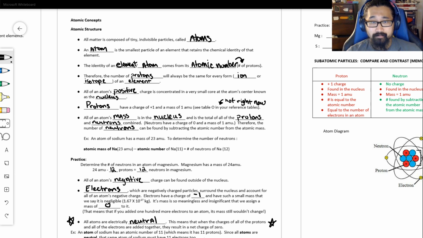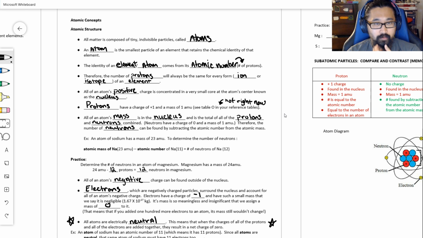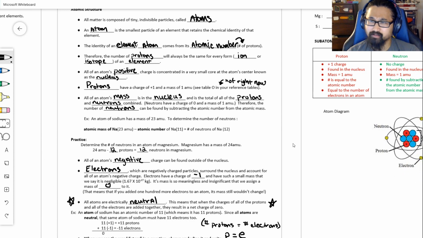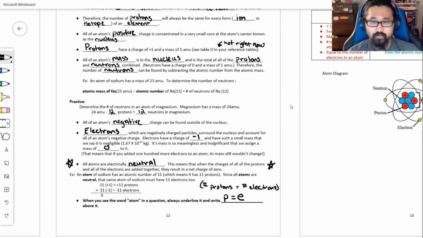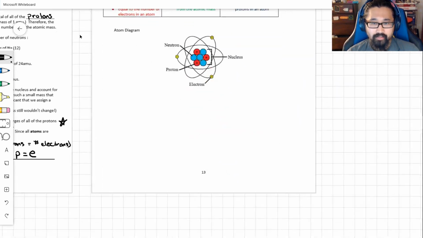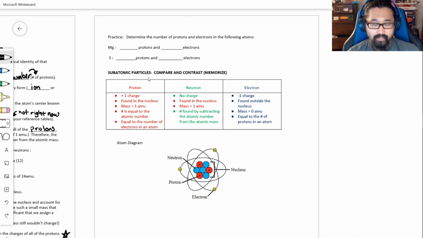So, finishing C Day, we're talking about atomic structure, atomic concepts. We finished talking about this on your A Day, took a quiz on B Day, and then we went right to this. Protons, neutrons, electrons, what's in the nucleus, what's on the outside, how is everything charged. Nothing crazy, nothing new.